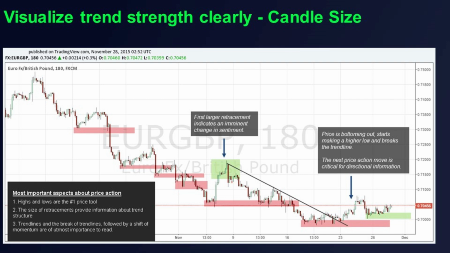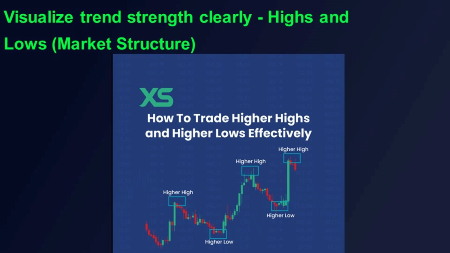Weak trend: small candles, wicks on both sides, indecision structures like doji or spinning tops, wide, unstable candles after news events. Highs and lows, market structure. Trend strength is not direction. It's the quality of the structure.